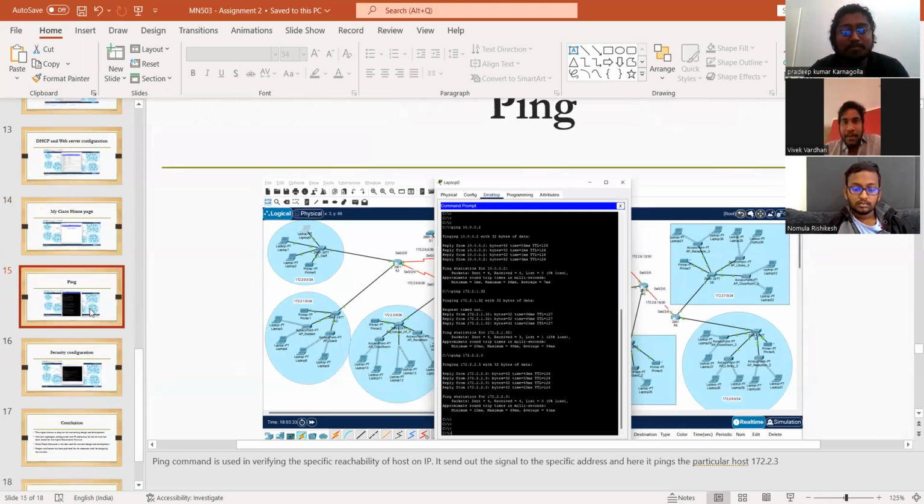Ping. The ping command is used in this design to verify the reachability of a host at a specific IP address. It sends out signals to the specific address, and here it pings a particular host.